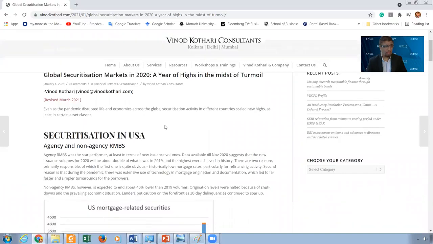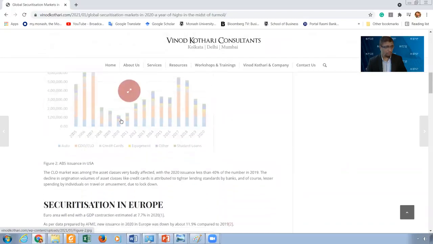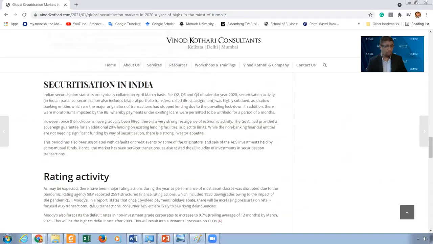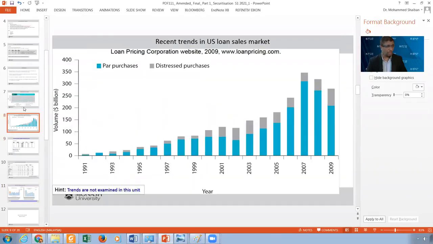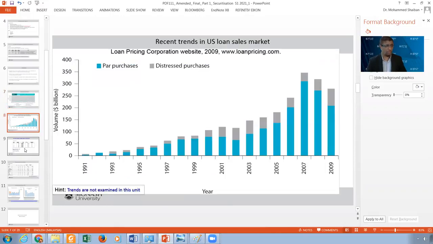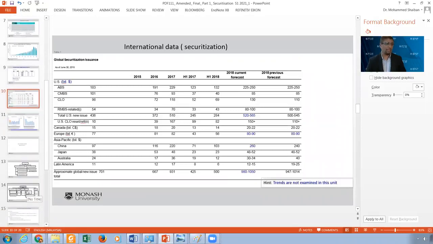From a consultant in India, they talk about the US, China, Europe, and also India. If you have time, you can look at this. It's very interesting. But anyways, whether we are talking about this slide or this slide or this slide, all these trends, you are not responsible for them in the exam. It is just for the sake of understanding.